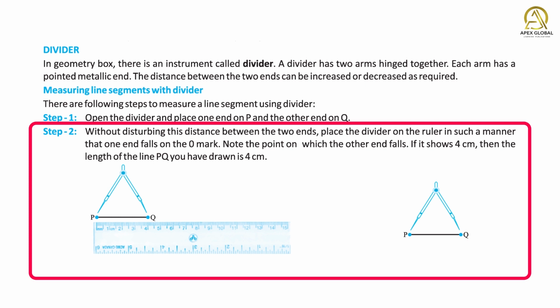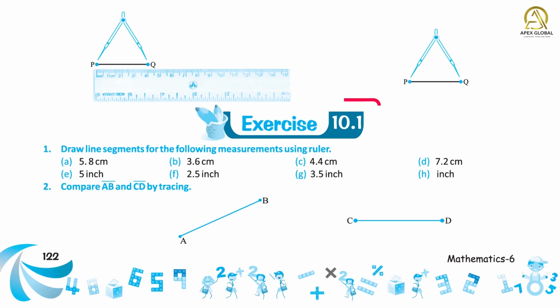Note the point on which the other end falls. If it shows 4 cm, then the length of the line PQ you have drawn is 4 cm.